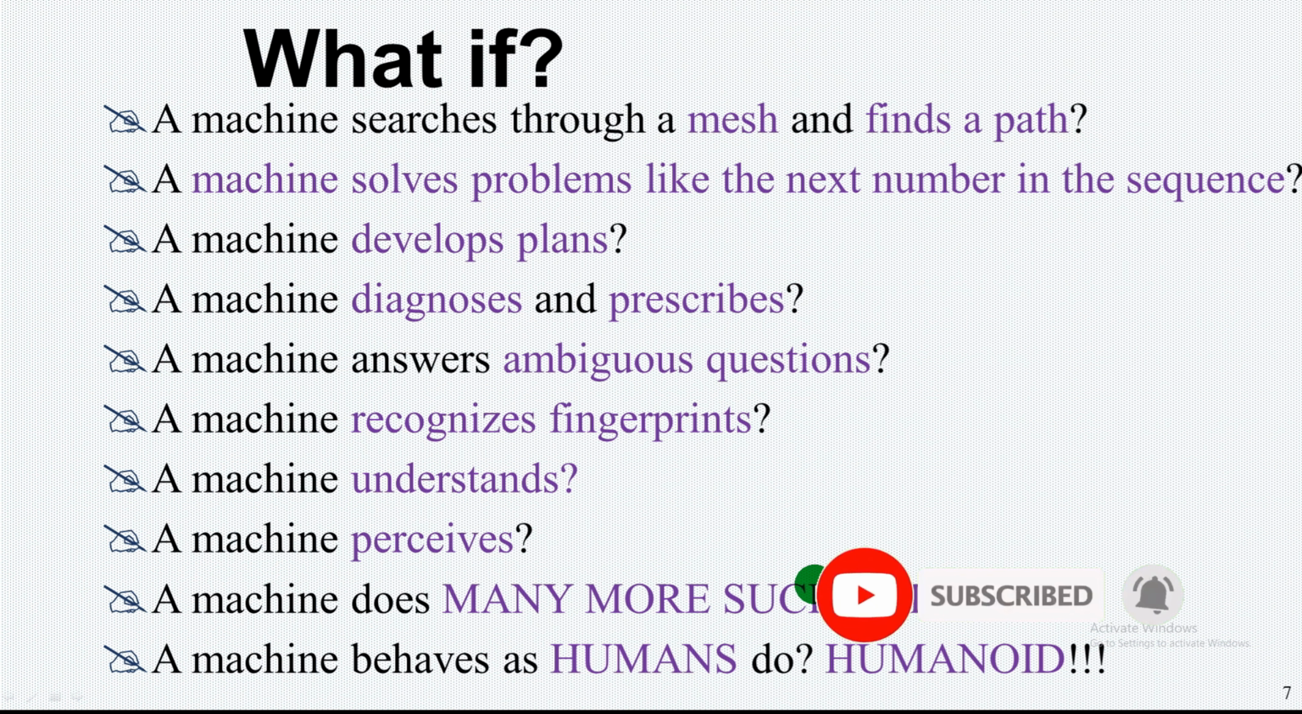This is the basic concept of artificial intelligence. Hopefully you understand. If it is not clear, just pause, take notes, and repeat the video again and again.